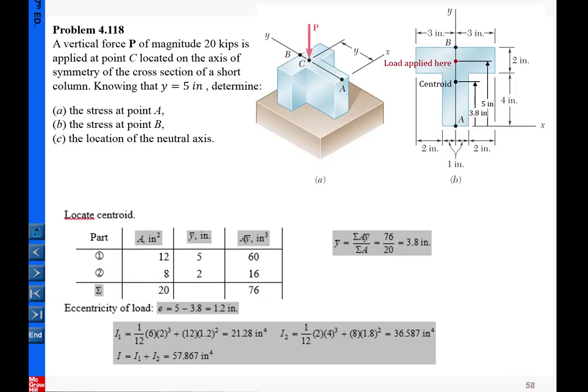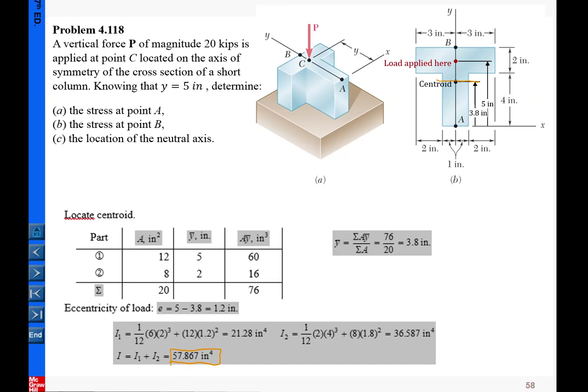Now for this one, this is a little bit more rigorous. We're given this T shape, and we need to first determine the centroid. Like we did, we can tabulate the calculation. So the centroid is located at 3.8 inches above the bottom, and from there we can determine the moment of inertia about this axis. So that is the I here. The I of the whole cross section about this axis is about 57.9.